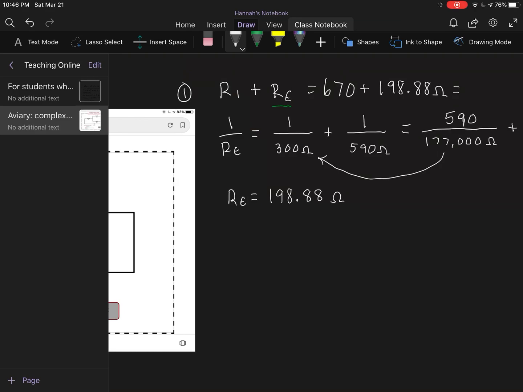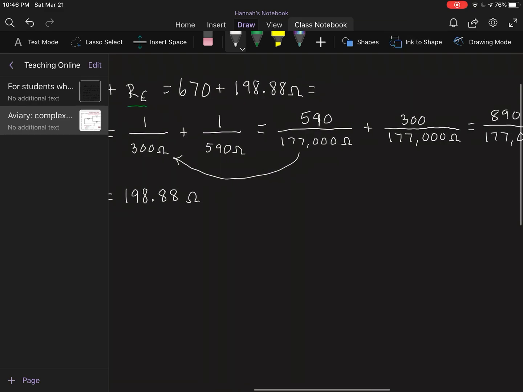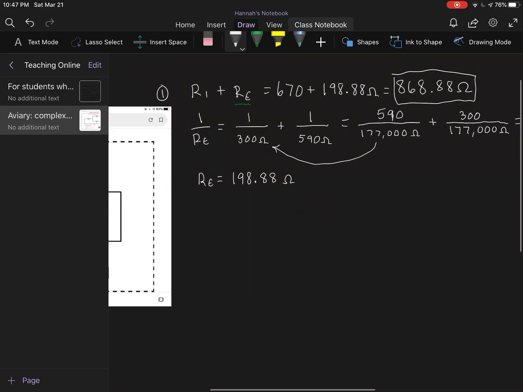I add those together, plus 670, and I get 868.88 ohms. That is my total resistance, and that was step one.